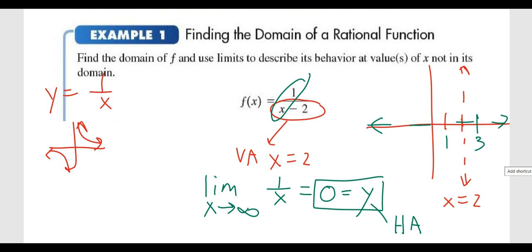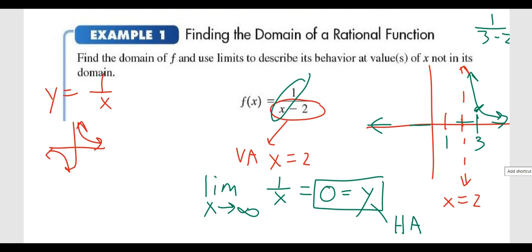So let's see here. If I plug in a 3, what kind of number do I get? 1 over 3 minus 2. Is that a positive number or negative number? It's a positive number. In fact, it's 1. So we've got a point up here, which means, folks, this branch is up here.